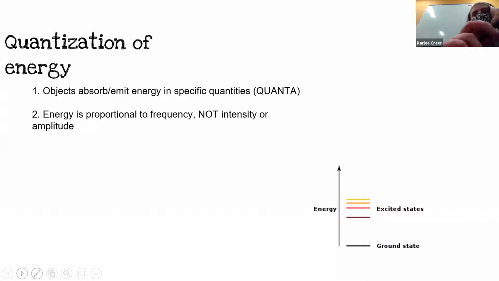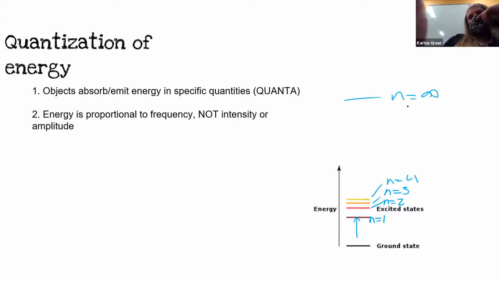So that led him to talk about the quantization of energy, which says that objects absorb and emit energy in specific quanta. Energy is proportional to frequency, not intensity or amplitude. We've seen this little diagram before where you have these places, and it takes more energy to jump up from the ground state to the n equals 1 level. And here's n equals 2, n equals 3, n equals 4, and then way up here somewhere is n equals infinity. And the distance between these just keeps getting closer together.